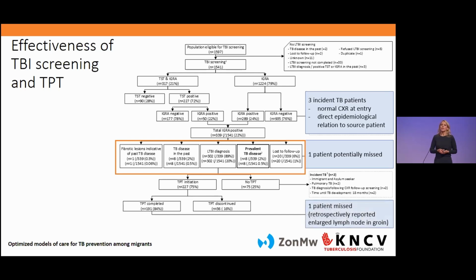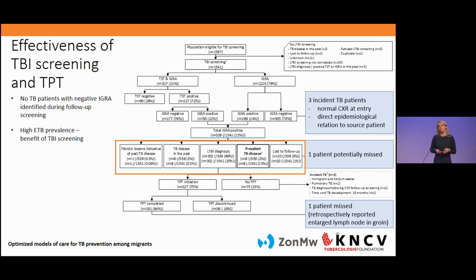Furthermore, we also identified one patient that had a positive IGRA, a positive LTBI diagnosis, and also initiated and completed TPT. However, this person retrospectively reported an enlarged lymph node in the groin and had probably already had TB disease at baseline. So, no TB patients with a negative IGRA were identified during our follow-up screening.